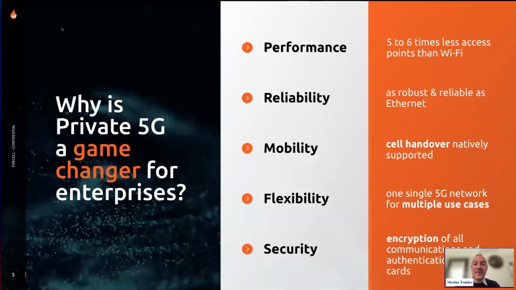Reliability. 5G can be as robust and as reliable as Ethernet when it's well installed. So you can be very sure about the quality of the network once you have correctly installed 5G. Mobility is also part of the solution. Cell handover is natively supported. Cell handover is what happens when you move from one cell to another. All the data that you're currently receiving from one cell, you must continue receiving from the other cell. Operators have worked on those solutions for years, and it's completely part of 5G and very efficient.